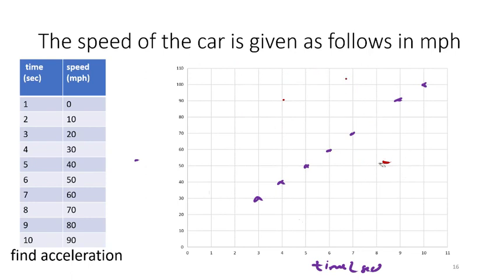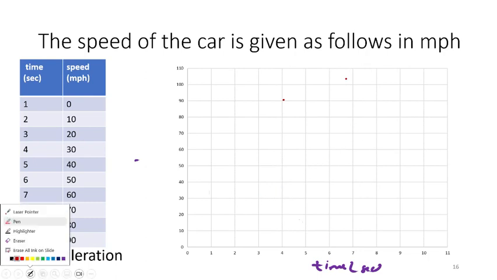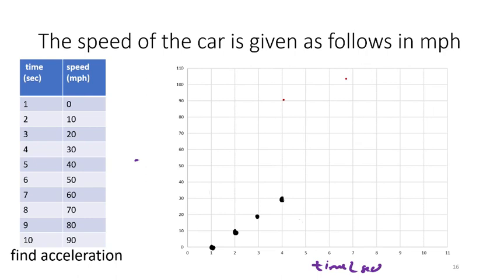So again it is linear, but the functional relationship is a bit different. At the first value, the time is 1, the velocity is 0, and then velocity is 10, and this way it goes.